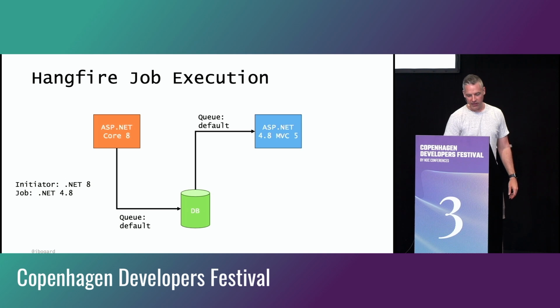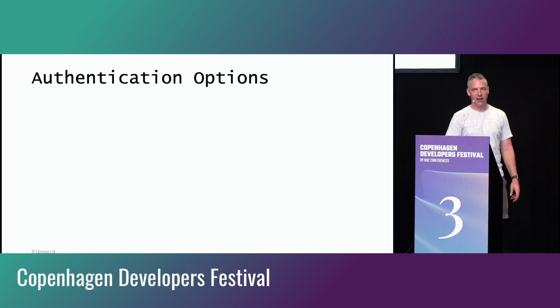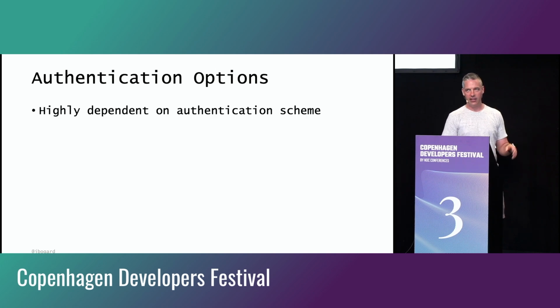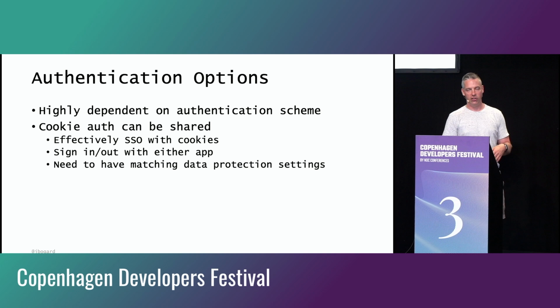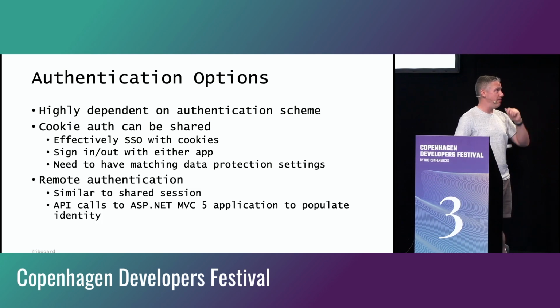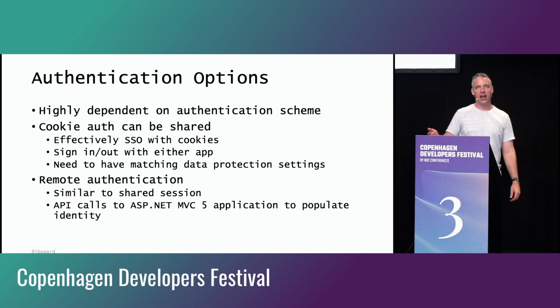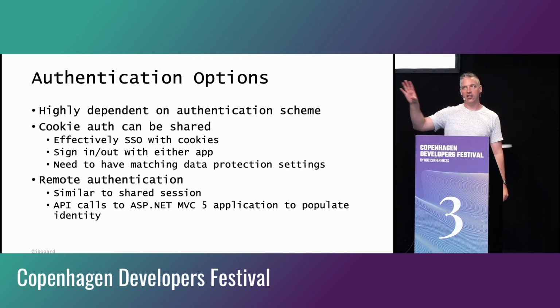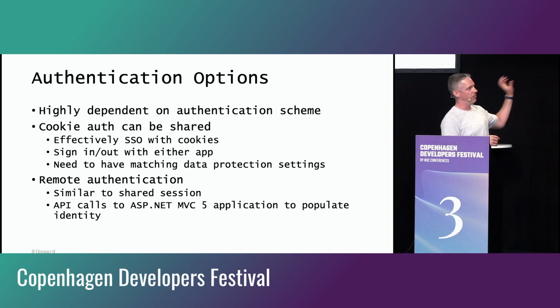All right, the last piece I want to talk about before we stop is authentication. This is very much an it depends sort of thing. It's highly dependent on what your authentication scheme is. If you're doing cookie authentication today, then that's also kind of a single sign-on sort of approach, so you may be able to get away with that. Or what you can also do is something known as remote authentication, which is a similar idea to shared session, where all the authentication is being done in the existing .NET Framework application, and then it will expose out API calls from the .NET 8 application to go get those authentication details from the .NET 4.8 application.